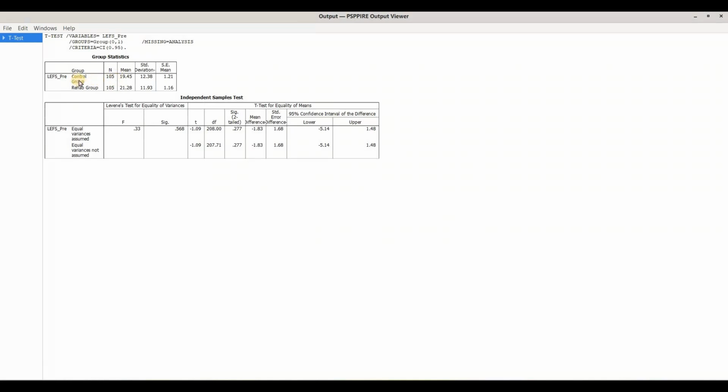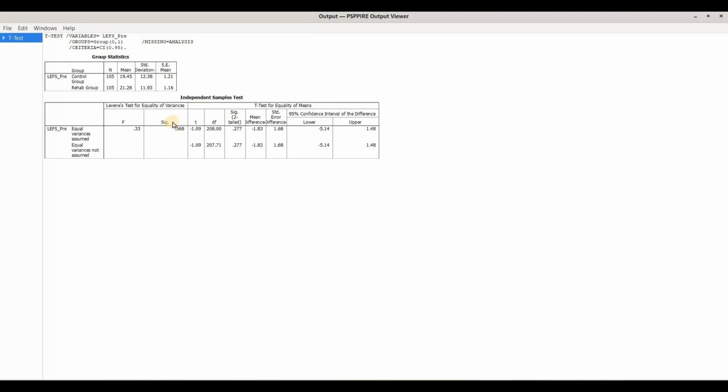So here it shows you that the control group has a mean of 19.45 and the rehab group has a mean of 21.28. And here are the standard deviations. So bear in mind for this test, we're assuming that the variances are not equal for both populations. Right, so let's look at our results.